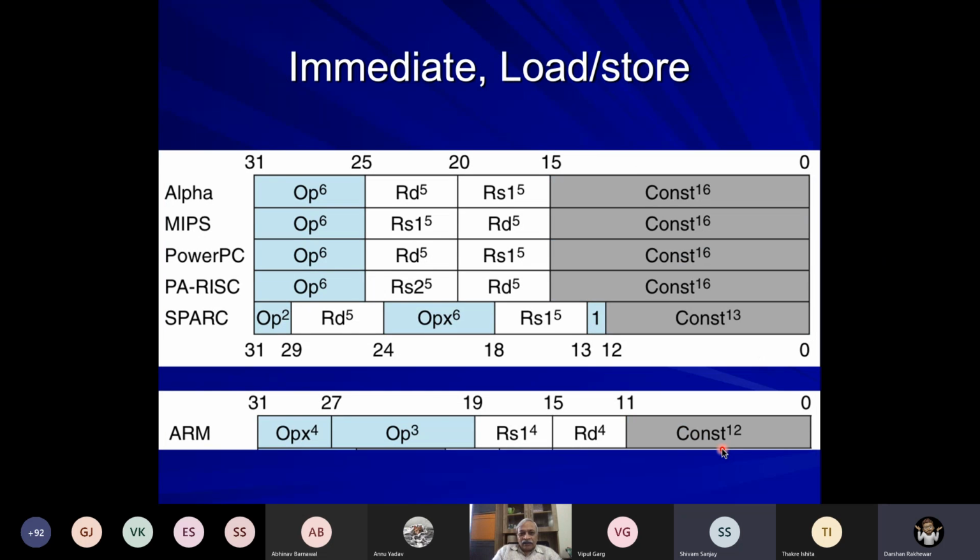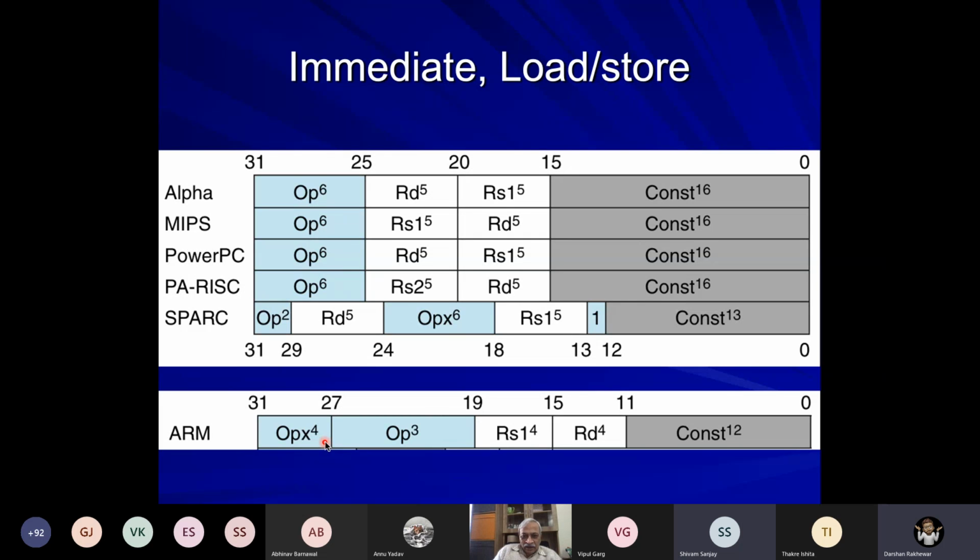The instruction with immediate field. Okay, either operations like add immediate or load store instruction where a constant offset is provided. So once again, you would see a lot of uniformity across some of these machines. Okay, 6-bit opcode, 2 registers and 16-bit constant. Spark has a smaller constant because more bits are occupied in opcode.